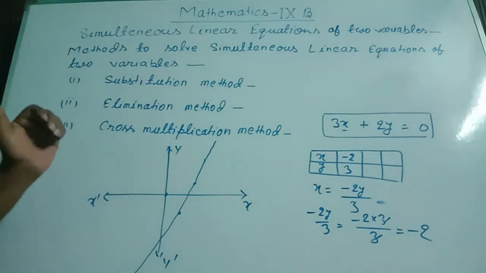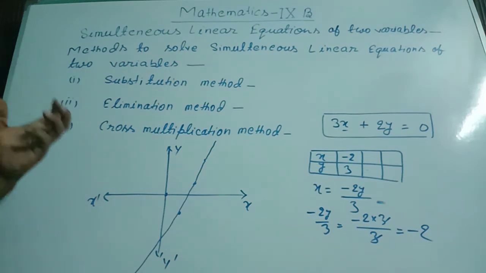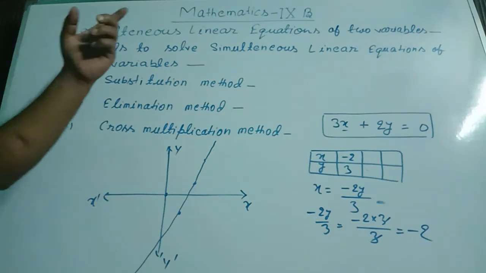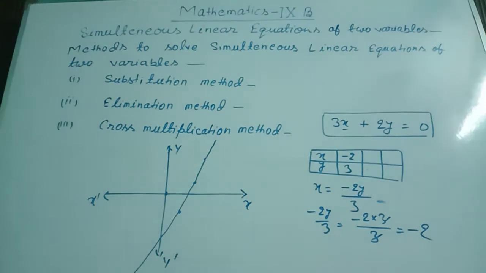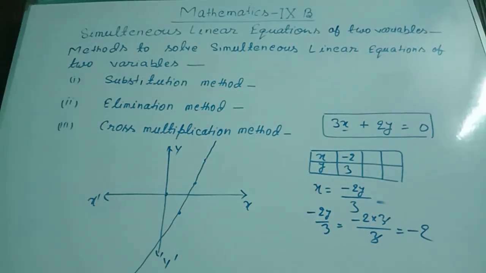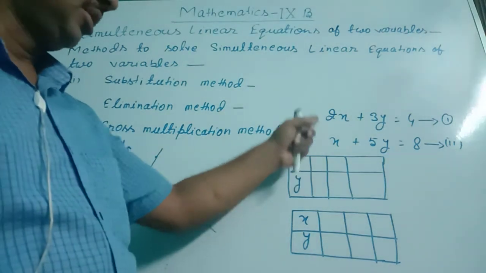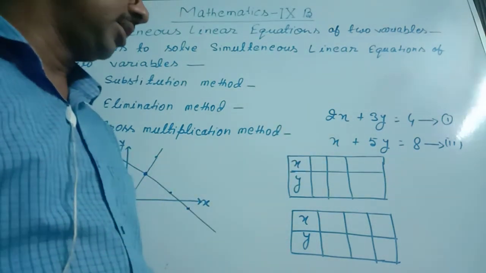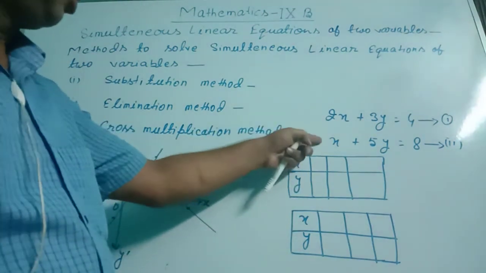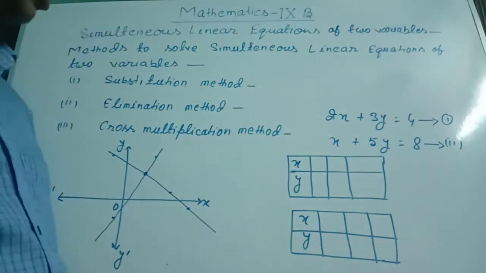From here we will try to understand the graph of simultaneous linear equations of two variables. Before starting the methods to solve simultaneous linear equations of two variables, we are seeing the graph of simultaneous linear equations of two variables. These two are examples of simultaneous linear equations. Since these are two, we say this is simultaneous.